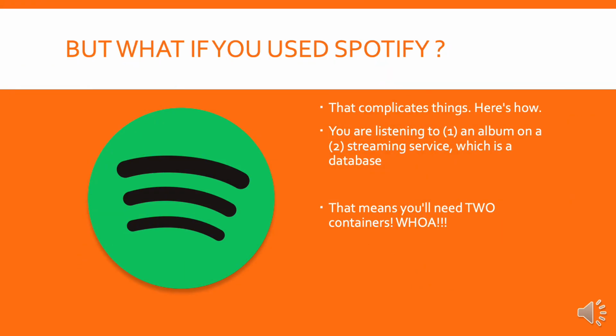But what if you used Spotify to access the music? Now we have a little bit of a complication, right? And this is why. You're listening to an album, that's one container, on a streaming service. It's just two containers. And a streaming service is like a database. That means you're going to need two containers. Yes. Whoa. What? Two containers. And if you look on your MLA 8 worksheet, you can actually see that there is space for two containers there.